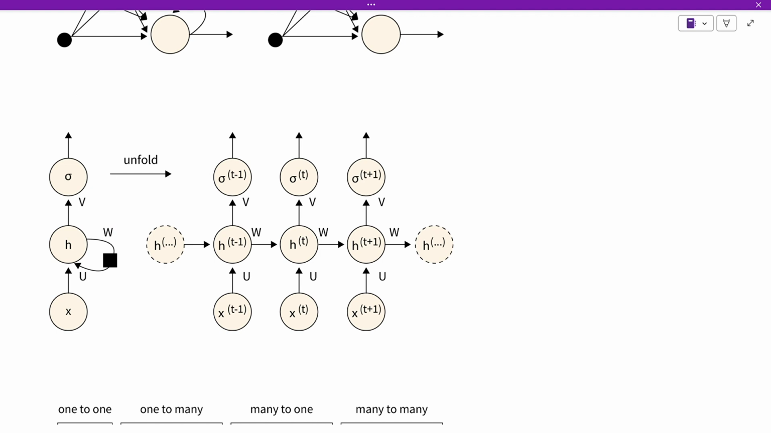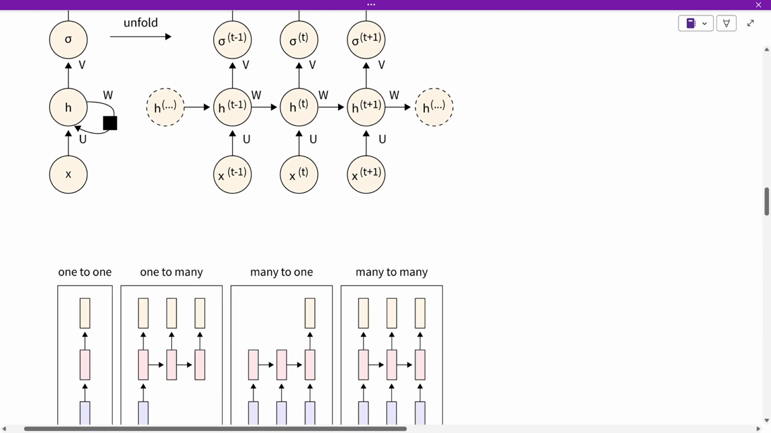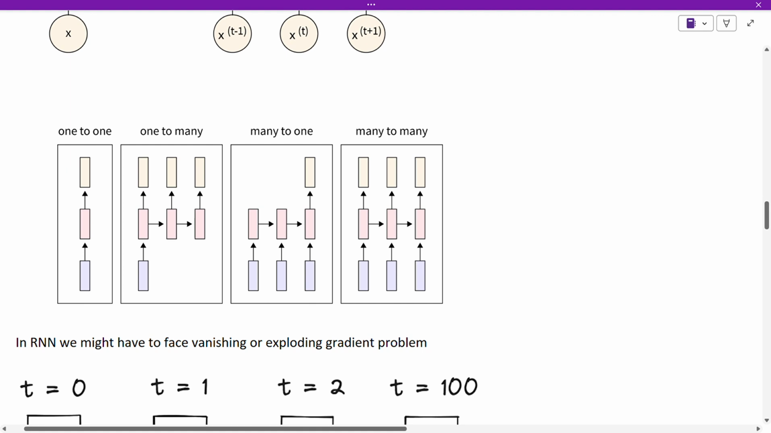If we were to unfold it at the time t minus 1, so this is the flow, and then we got an output, and this will be given as an input to the next timestamp, and then it works in the same way, and it is going to pass on the information to the next nodes as well. So there are mainly four types of it. So there is a one to one, a one to many, many to one, and many to many.